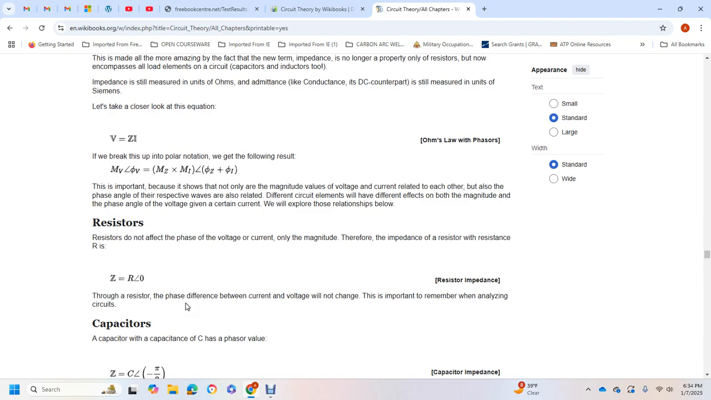Resistors generally affect only the magnitude of the voltage relative to the current, therefore the phase angle of the impedance of the resistor is 0. The phase difference between current and voltage will not change.